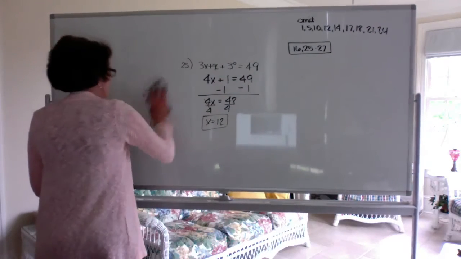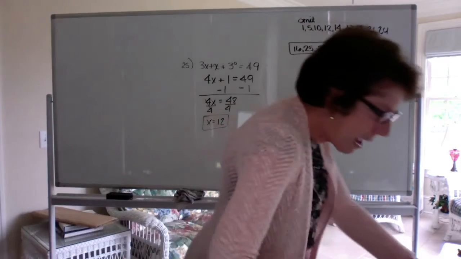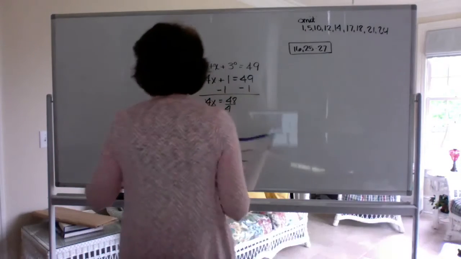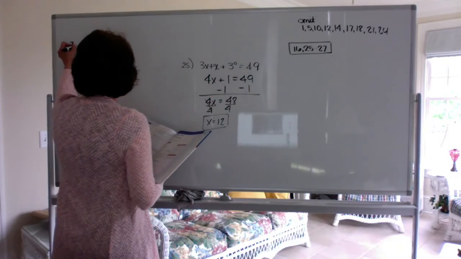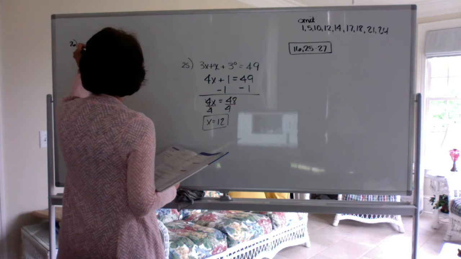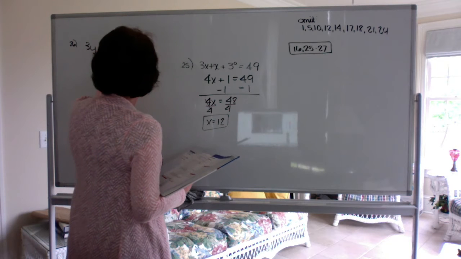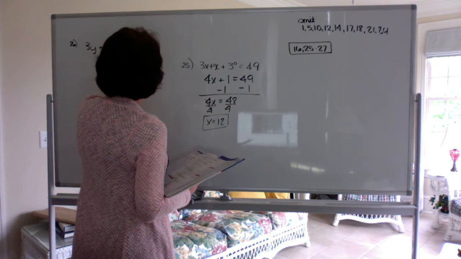Let me erase this, and we'll do number 26. Go ahead and write it down. We always write down our original equation on our work. Number 26 is 3y plus 2 is equal to y plus 32.